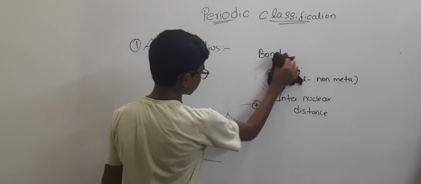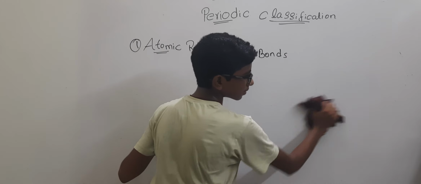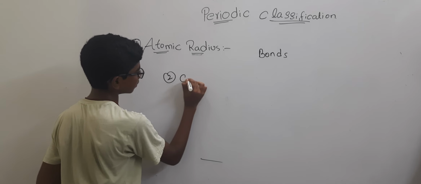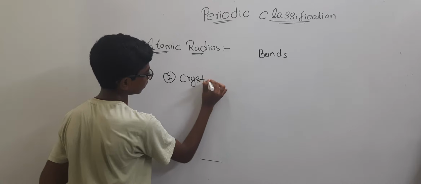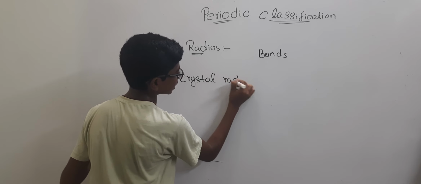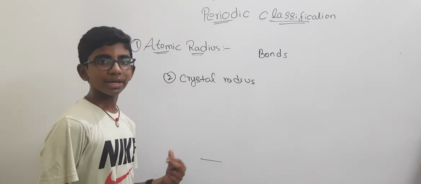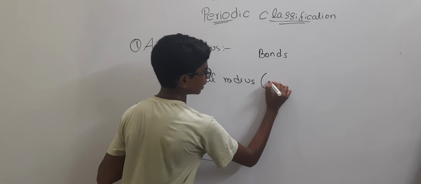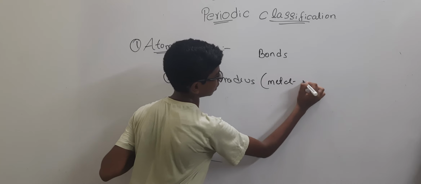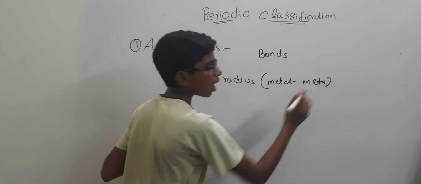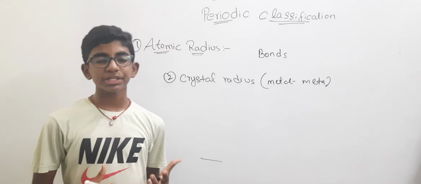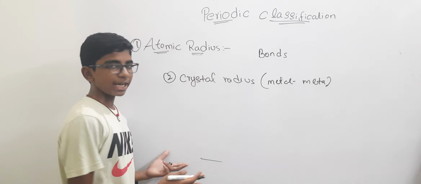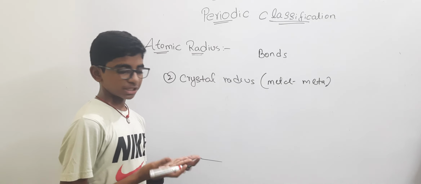Next we will discuss the second one, crystal radius. What is meant by crystal radius? The crystal radius is the bond formed between metal and metal. You know, metals are arranged in a solid form, very near to each other. We take the atoms touching each other.